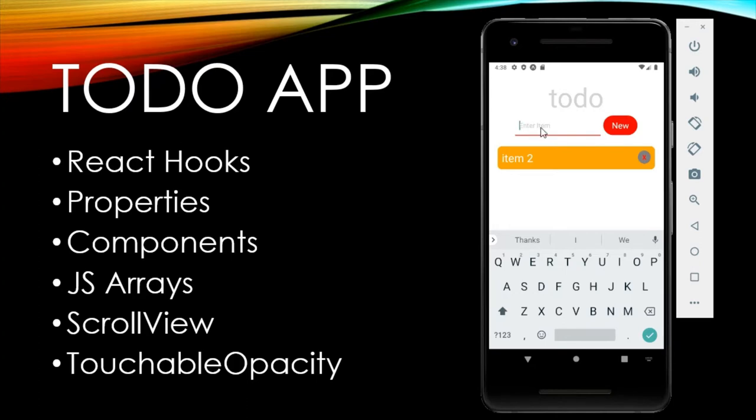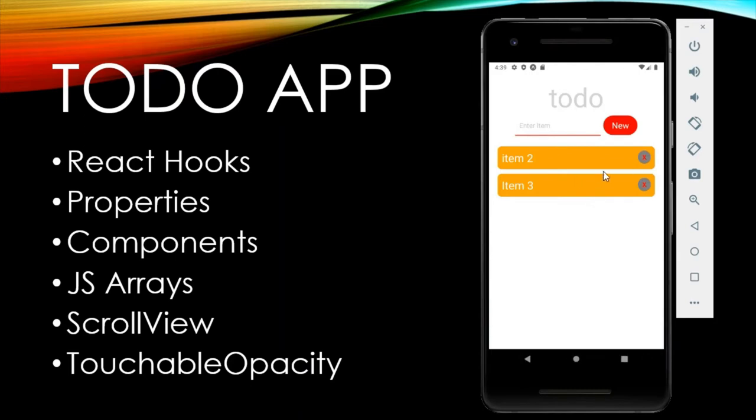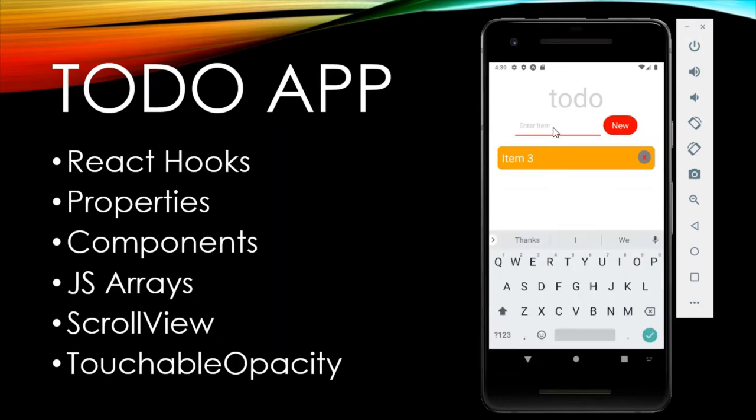So briefly, I will show you how this app works. I can input an item and add it, and I can also remove items from the list. When I add items, this is the scroll view list. I can add items and the list will grow and will have a scroll on this scroll view. So let's see how we develop such a basic React Native application.